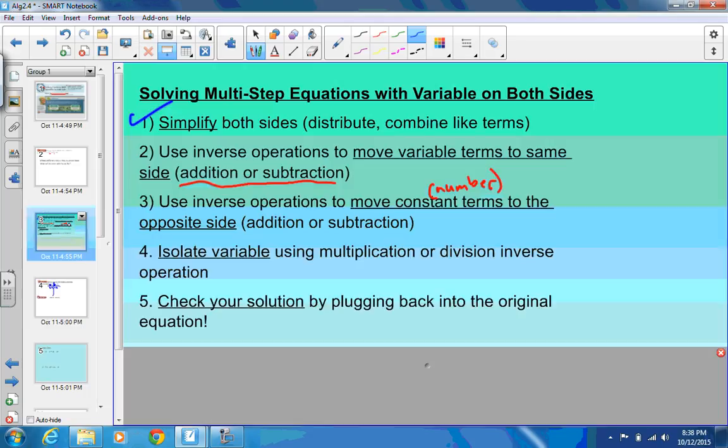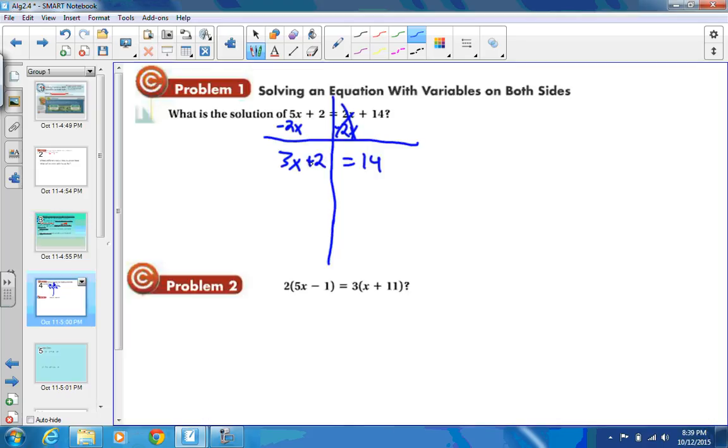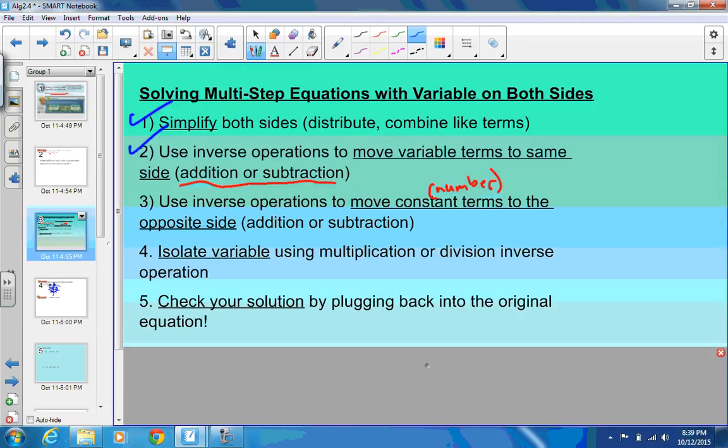So that would be getting the variable term to one side. Now it says use inverse operations to move the constant or the number terms to the other side. So this will be again addition or subtraction. We do have a constant term on the side with the variable, so we're going to get rid of that by subtracting 2. We'll do that to the other side of the wall as well. And this goes away because positive 2 minus 2 is 0. So we have 3x equals 14 minus 2 is 12. All right, done with step 3.